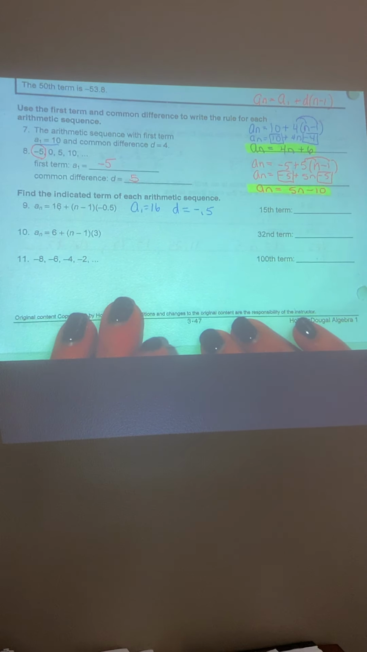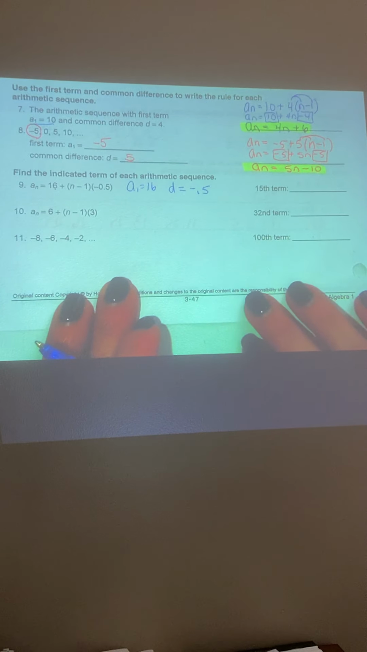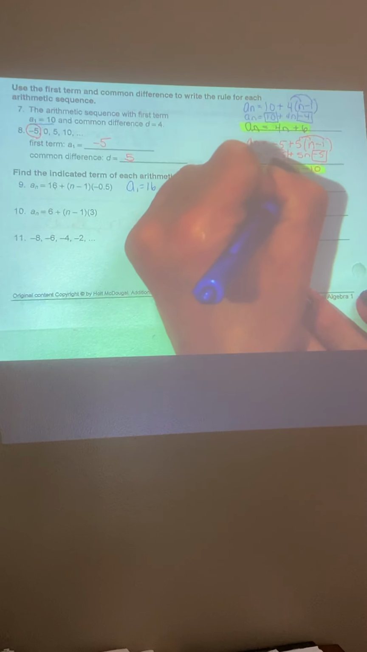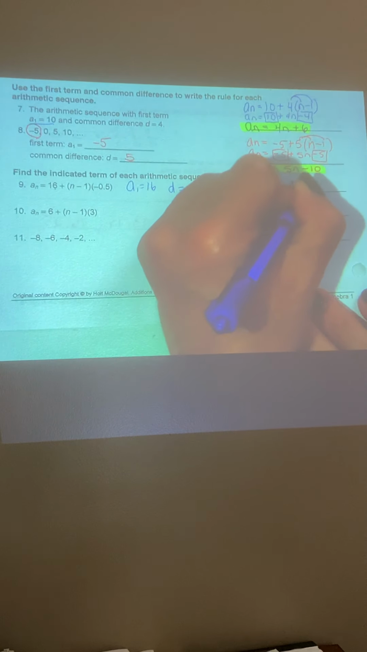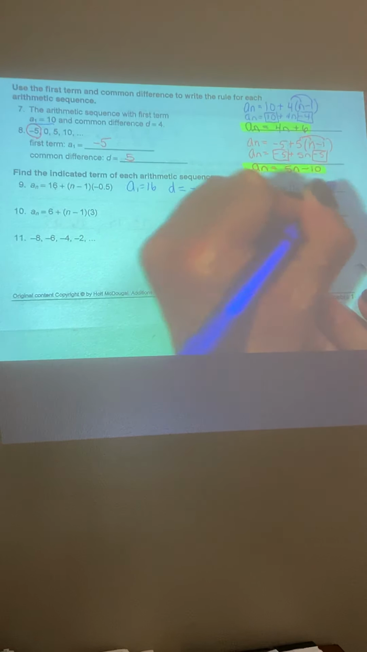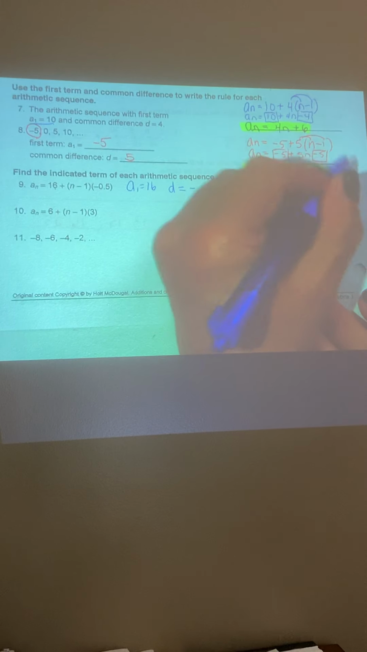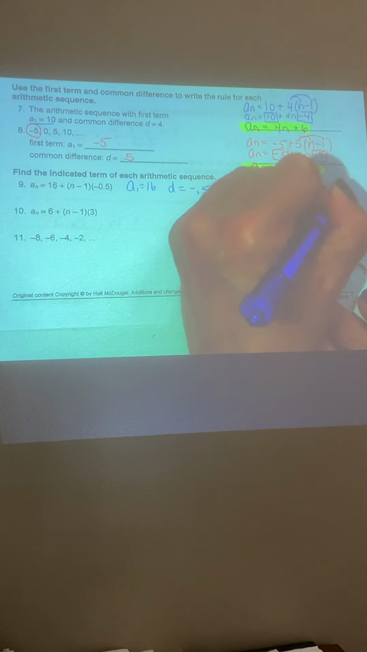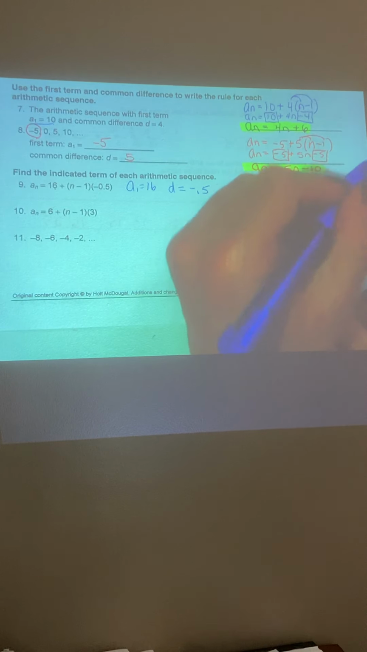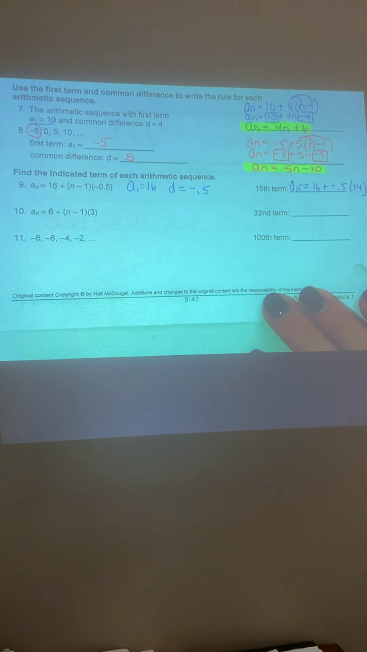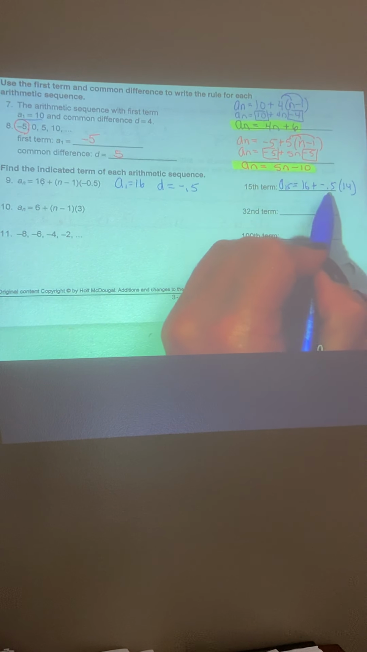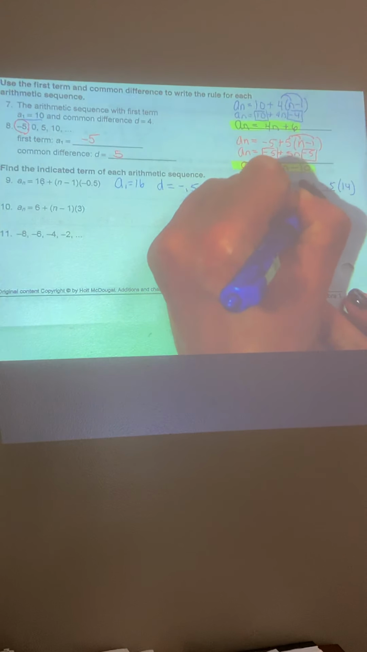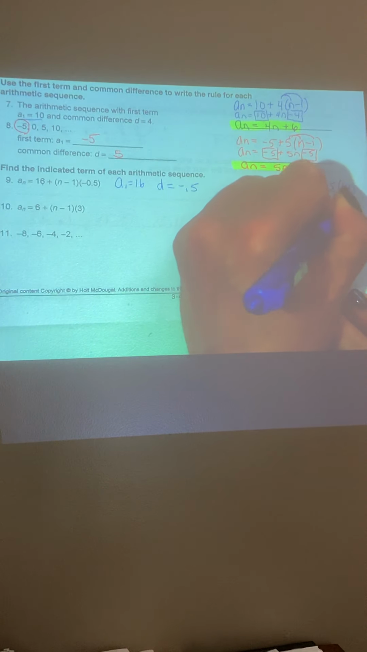Okay, so to find the 15th term, we have A15 equals A1, 16, plus D, which is negative 0.5, times n minus 1, which is 14. Can you see that? No, we can't. Okay, so negative 1/2 times 14 is negative 7. 16 minus 7 is 9.